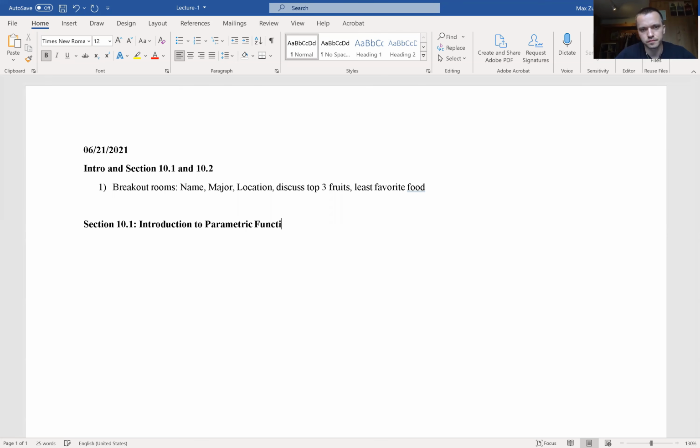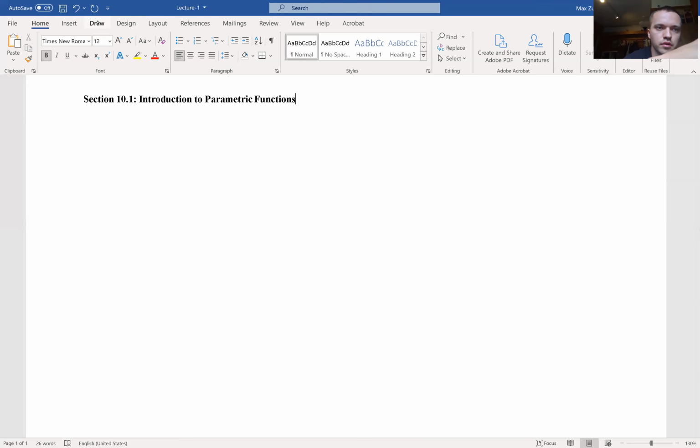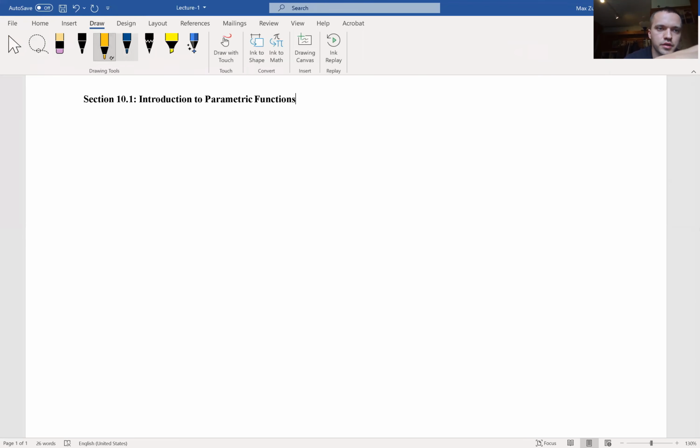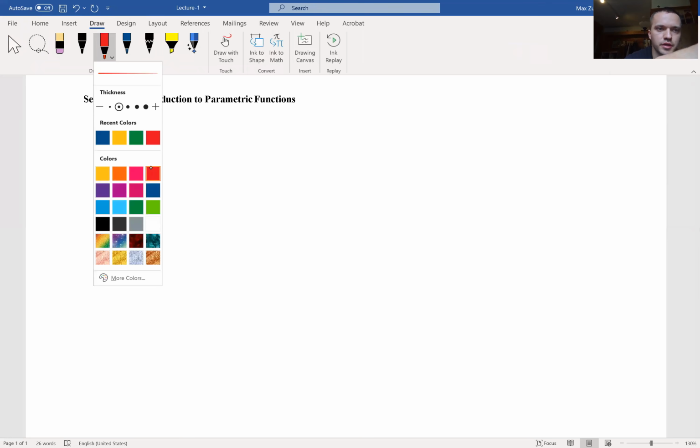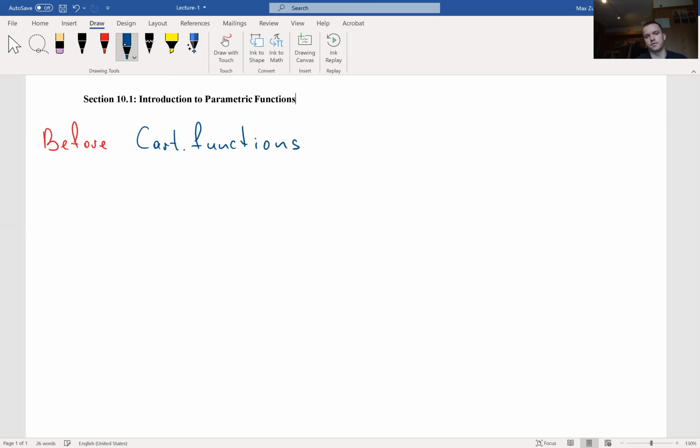Parametric function. Okay, so here we probably need to discuss what is a parametric function. But before that, we need to remind ourselves what a Cartesian function is, or what type of function we studied before. So before, we studied Cartesian functions. What is a Cartesian function?